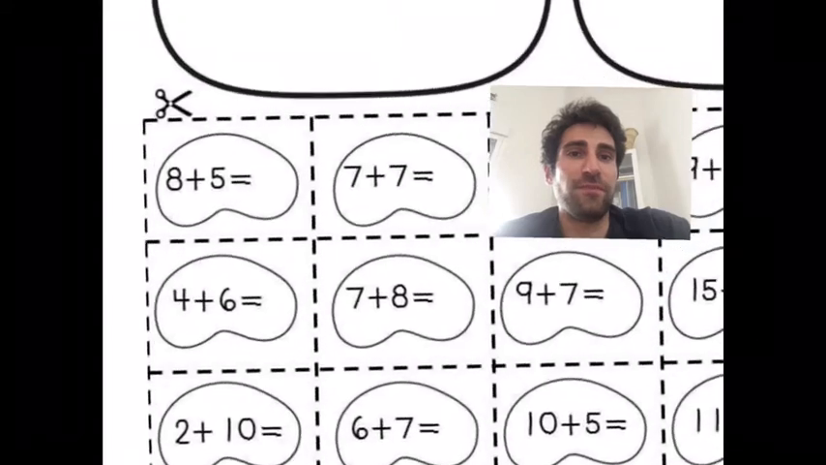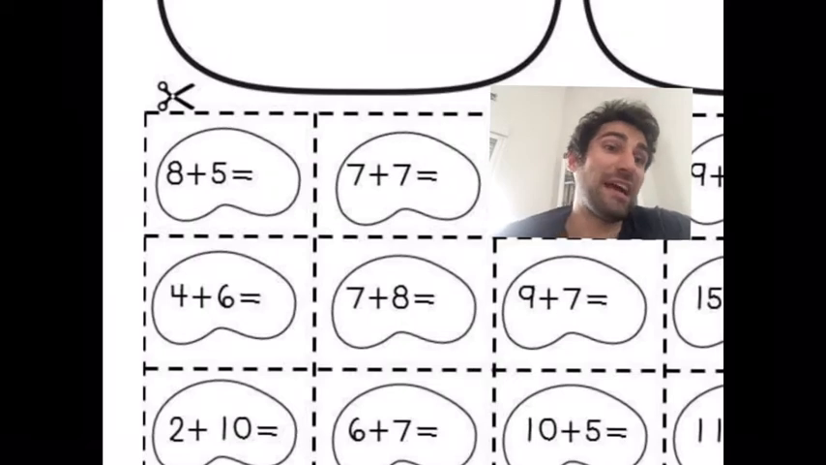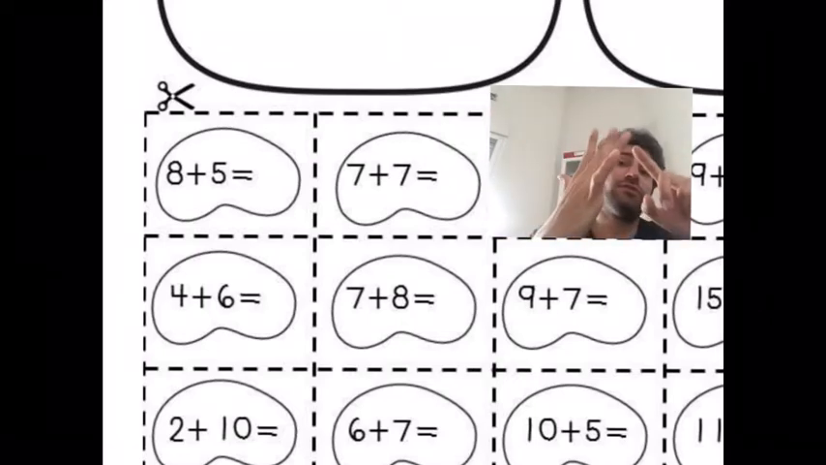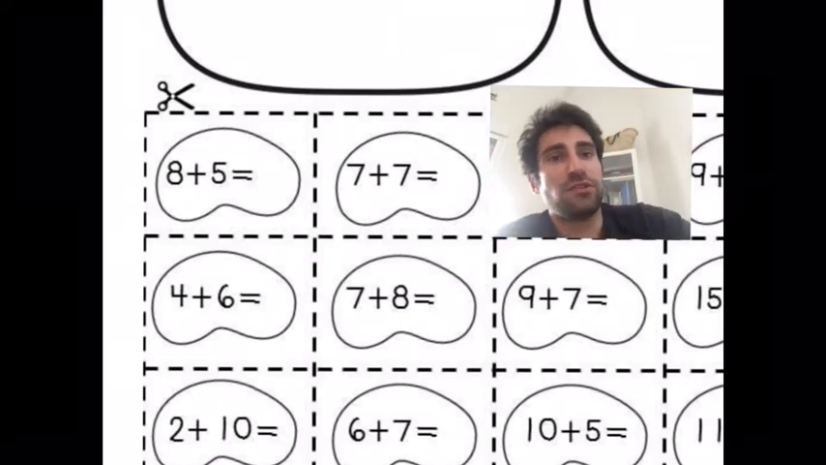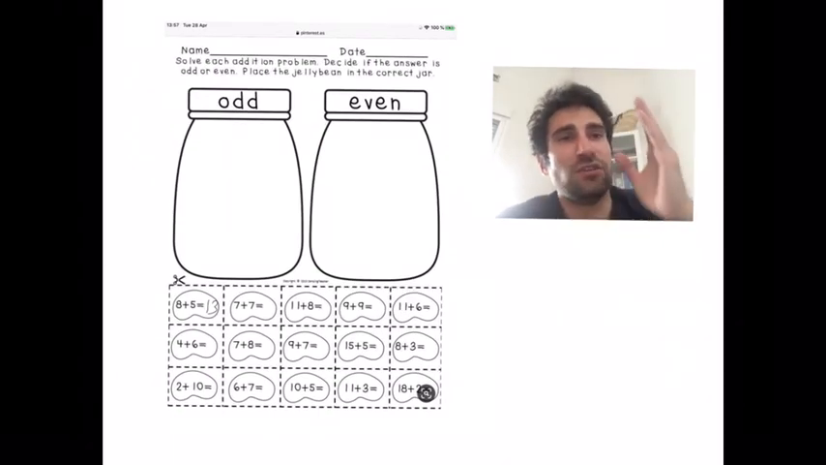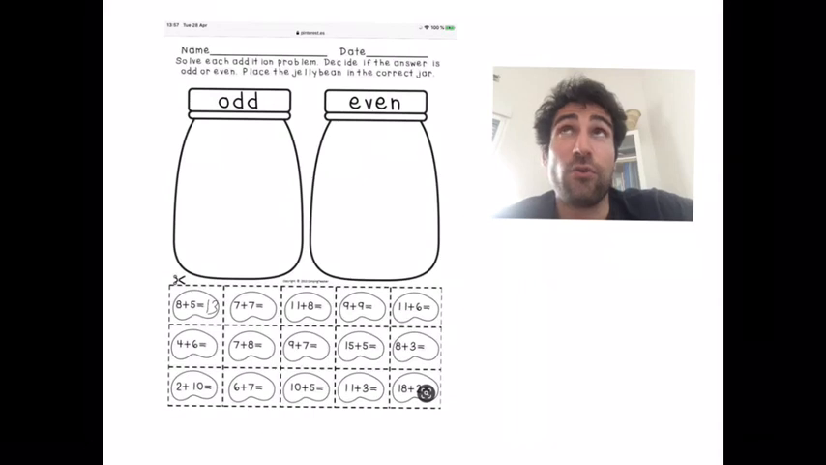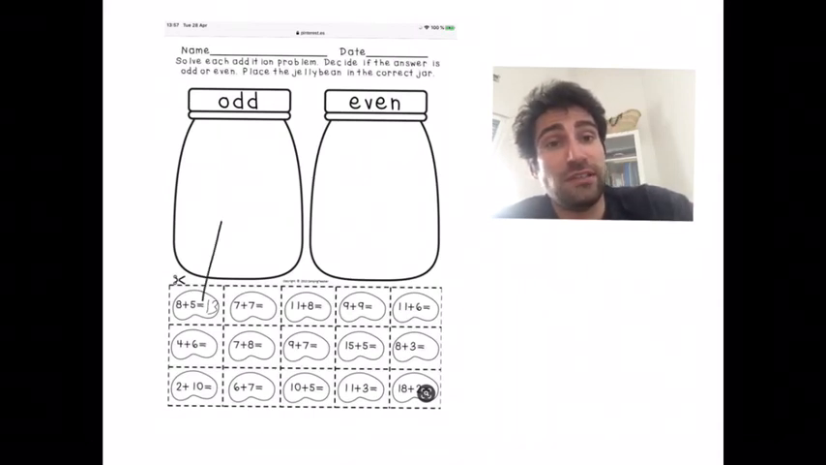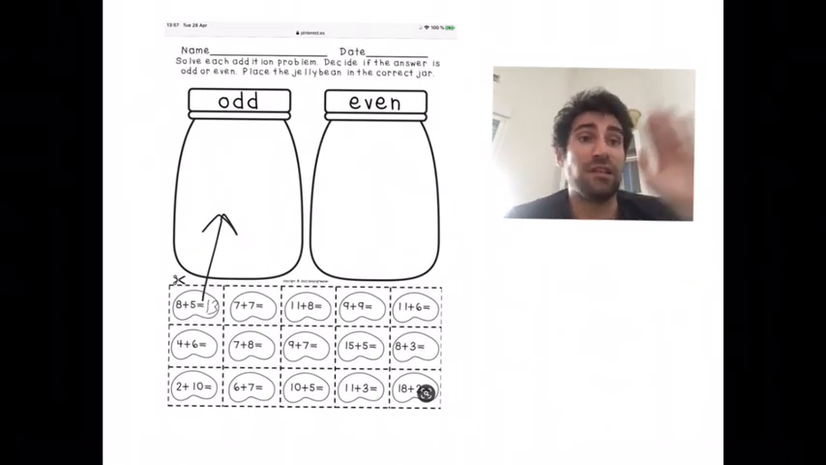So let's do the first one together. 8 plus 5 equals what? Now we can count on 8, 9, 10, 11, 12, 13, or you could have jumped to 10 like we did a few lessons ago, so it's 13. So then I'm going to put 13 into which box? Is 13 odd or is 13 even? Well, 13 finishes with 3, and I know 3 is odd, so I will put 13 into that box. You need to write the answers, please, and then cut them out and stick them into the right jar.